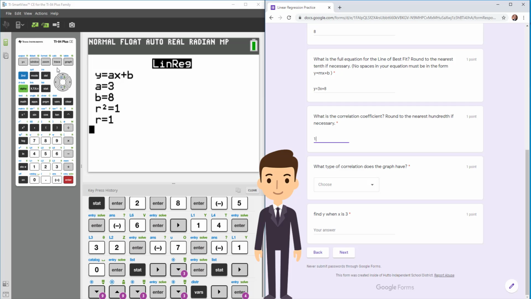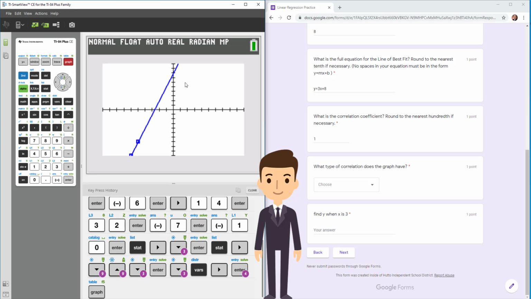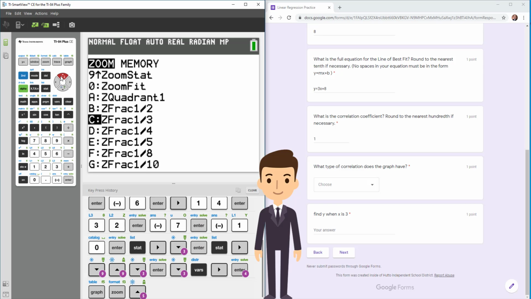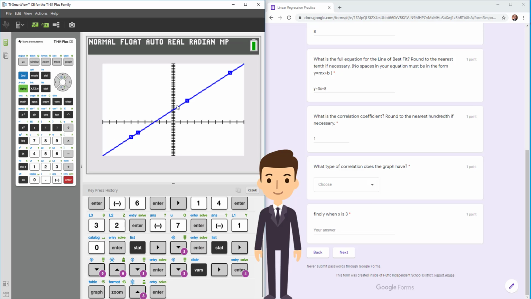All right? And actually, if we wanted to see that right here, I could look at it. If I go to Zoom Fit, so all the points fit on there as well, enter, right? You can see it literally went through every single point that I gave it, okay? So that's why it has a statistical correlation of 1. The reason it's positive 1 and not negative 1 is that it's a positive slope.